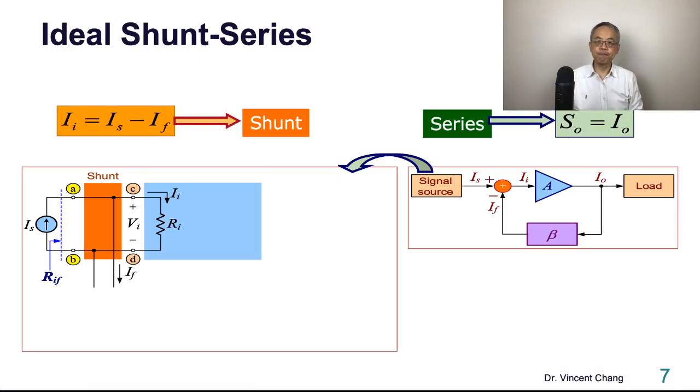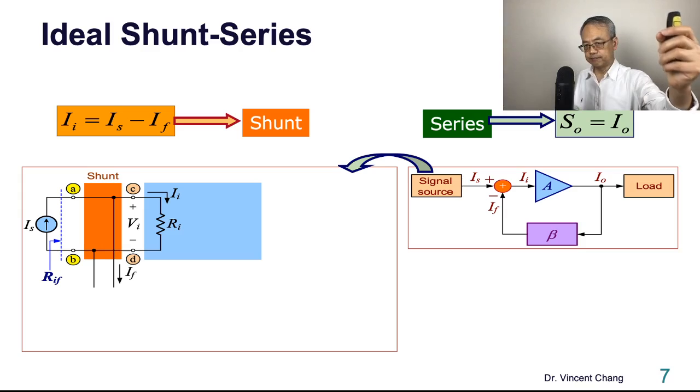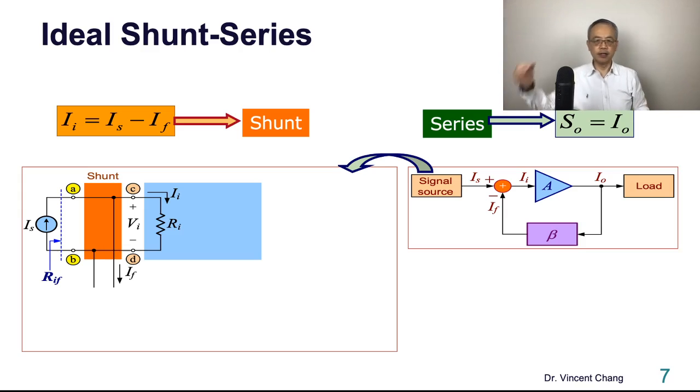and also the skill to analyze the circuit. Shunt series feedback, current mixing, and then current sampling. So current mixing, IS minus IF, let's focus on the equation. IS minus IF equals II. In the series shunt feedback, we talked about KVL. Now it becomes the KCL.